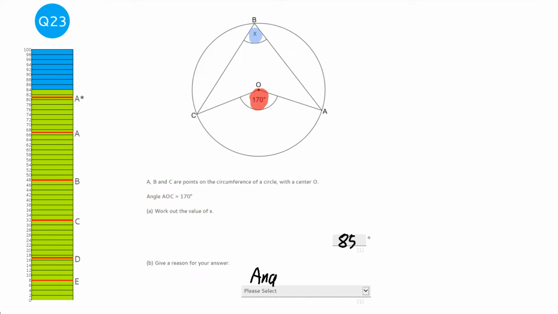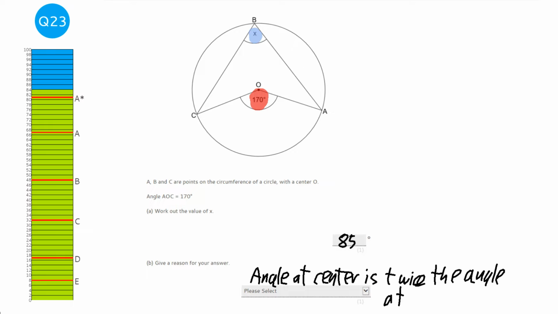Angle at centre is twice the angle at circumference. You don't lose marks for spelling, but I'm pretty sure centre is supposed to be RE, not ER.